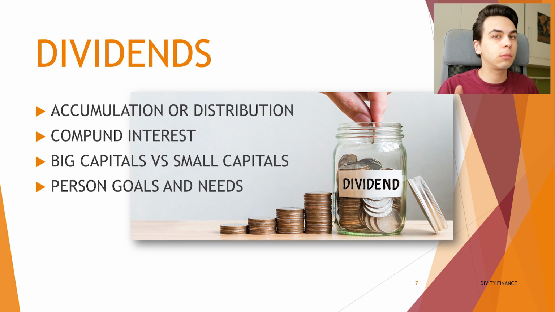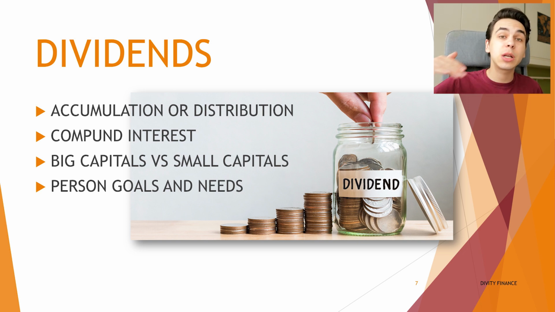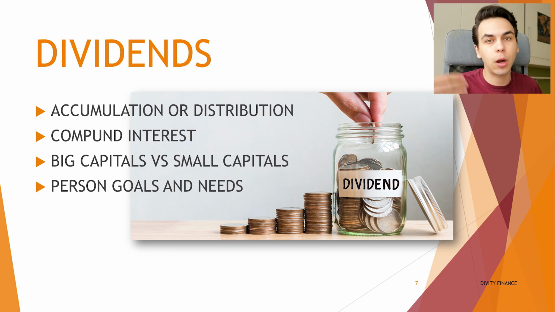What is better? What is worse? It depends, of course. For me, accumulation is better. That is simply because we have a compound interest factor in that. If we keep reinvesting the dividends, we will just have more money invested. Therefore, in the long run, we can use the compound interest to make even more money.